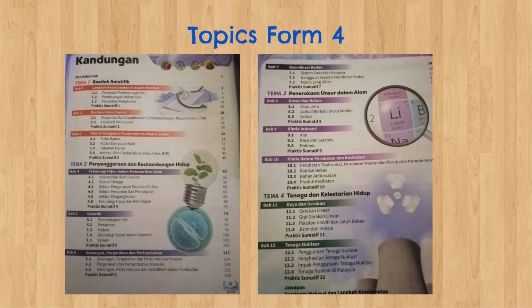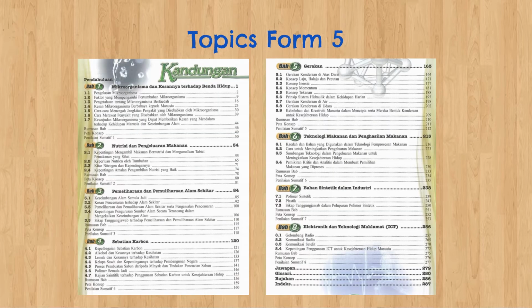So this is a topic for Form 4. There are 12 chapters, but we will focus on chapter 10, which is about chemistry in medicine and health. For Form 5, there are 8 chapters, but we will focus on chapter 2, which is about nutrition and food technology.